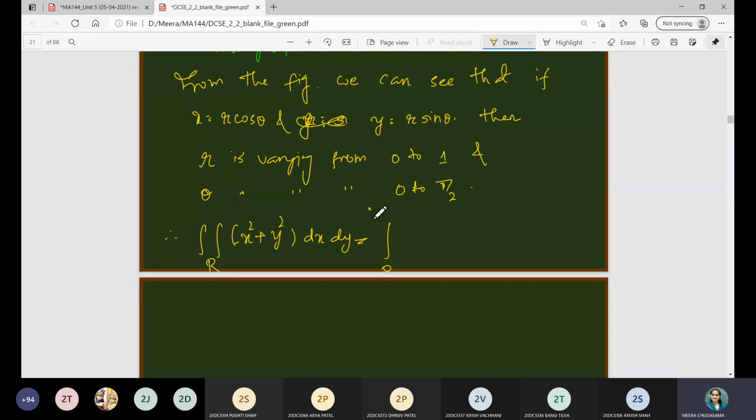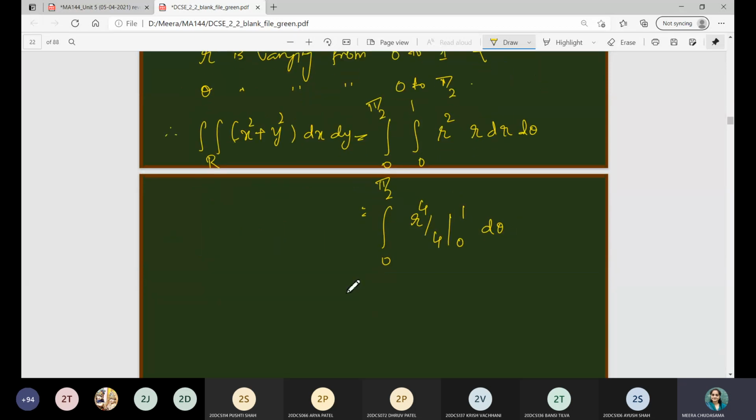That is the same as integral from 0 to pi by 2, r varying from 0 to 1. Whenever we consider polar coordinates, x square plus y square will be nothing but r square, and dx dy will be r dr d theta. So this is the same as the integral from 0 to pi by 2 of r cube, and its integration is r raised to 4 upon 4, from 0 to 1, d theta. So its answer will be 1 by 4 into d theta. So integrating theta from 0 to pi by 2 gives pi by 2. So the final answer will be pi upon 8.